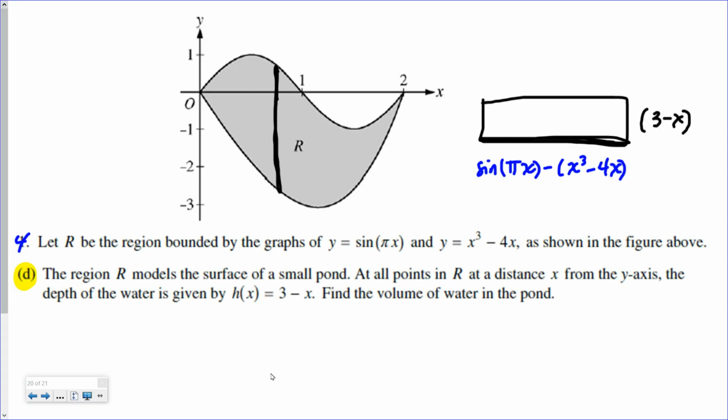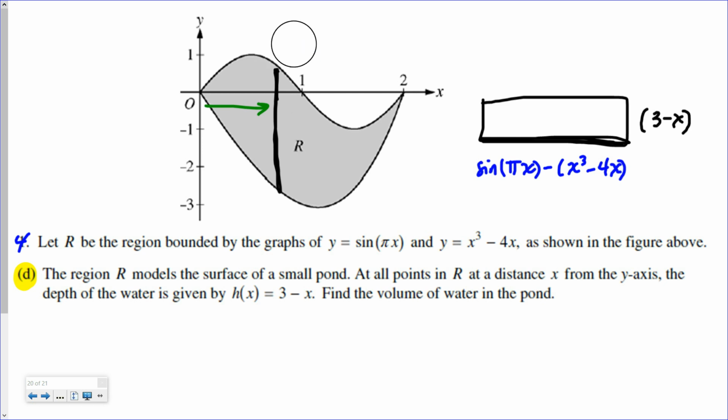All right, let's look at question D. Question D says the region R models the surface of a small pond. At all points in R, so in this region, which is like the lake in your neighborhood, at all points in this region at a distance x from the y-axis, so if you go a certain distance from the y-axis, the depth of the water, the depth right here, is given by 3 minus x.